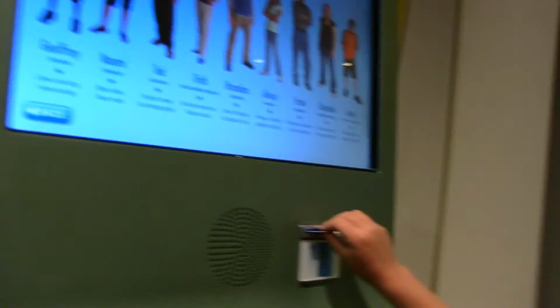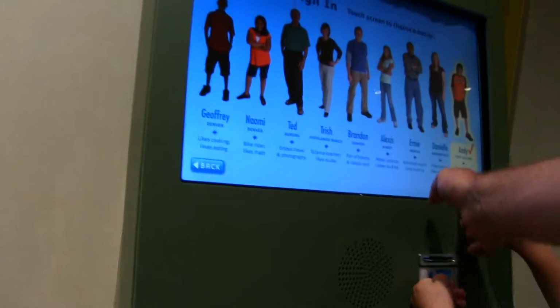Welcome to Expedition Health. To get started, you'll choose an Expedition buddy. Who do you want to be your buddy? Continue.